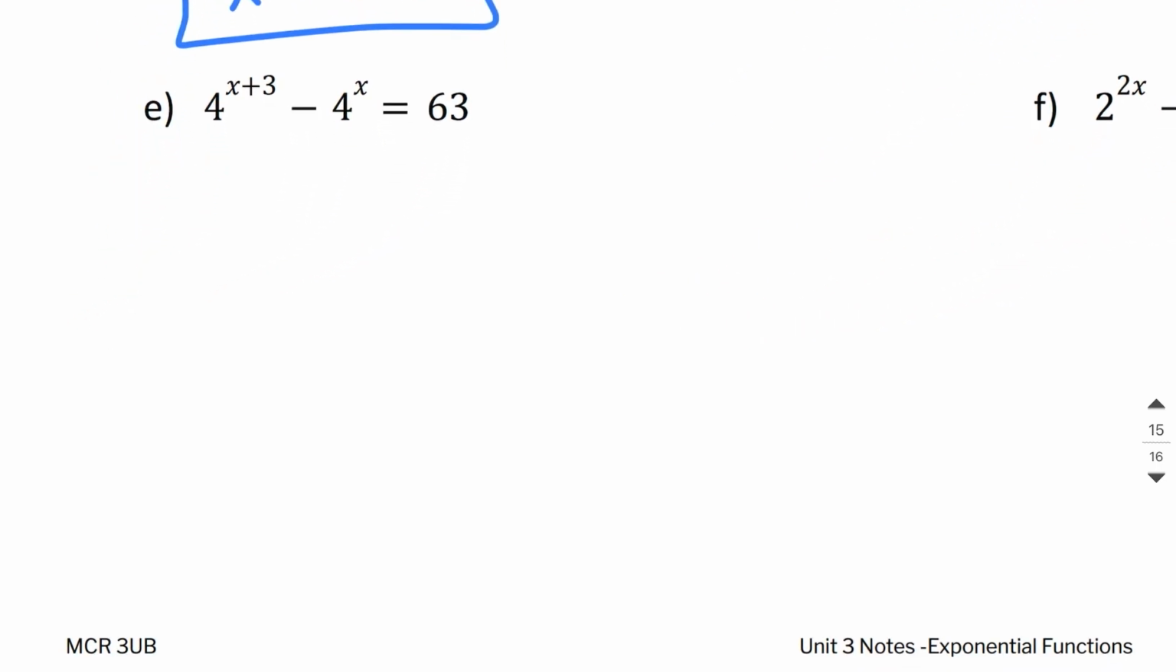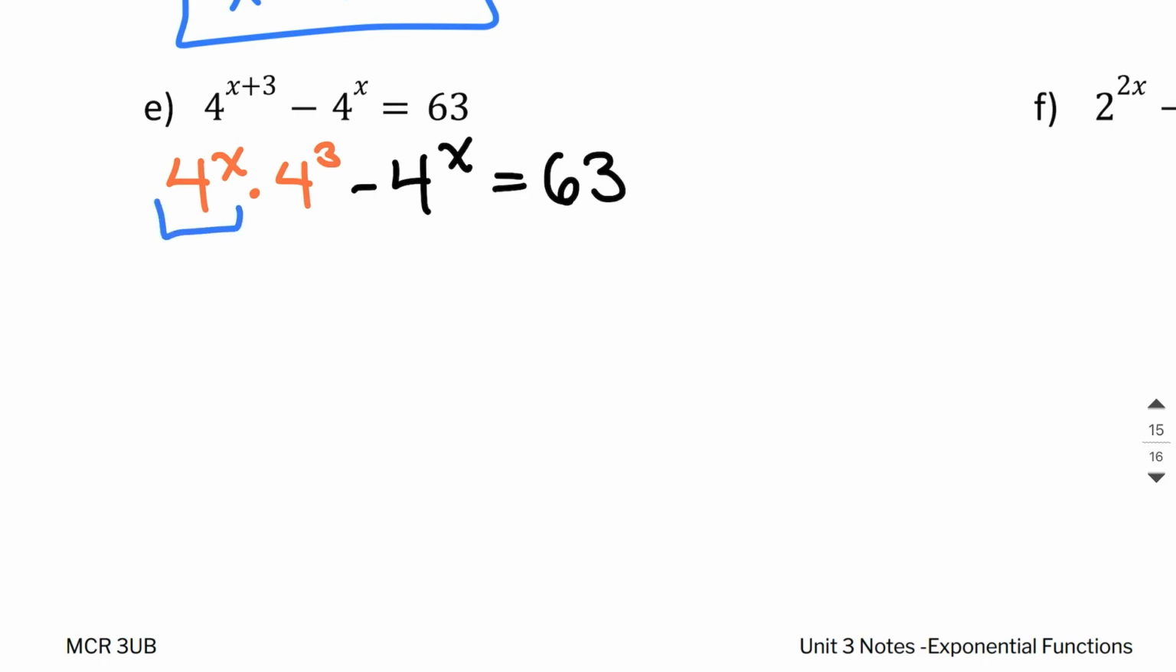Okay, and question E. Again, if I can get a common base first, I'm going to try that before I apply logs. And if you remember right here, we can rewrite 4 to the power of x plus 3 as 4 to the power of x times 4 to the power of 3. And then I'll copy the rest of this equation down. And then if you take a look at this right here, I've got a 4 to the power of x in common with both of these. So I'm going to actually factor that out first.